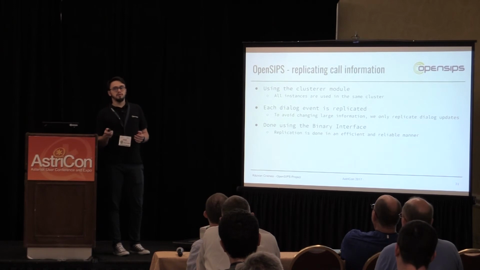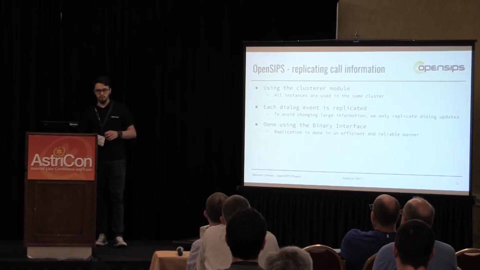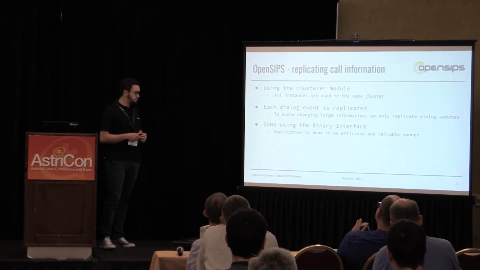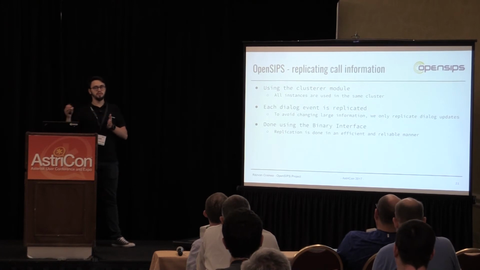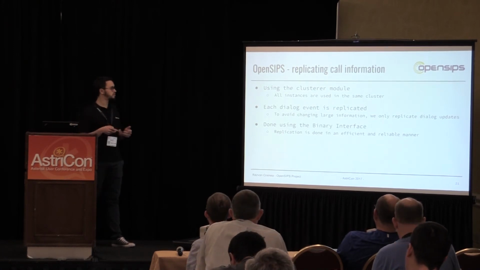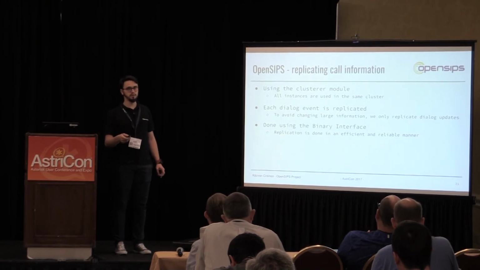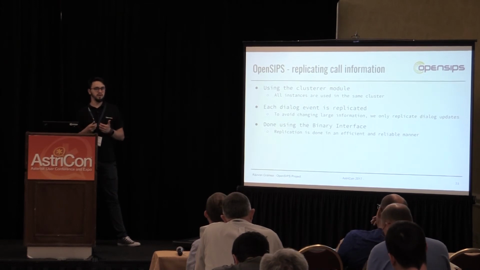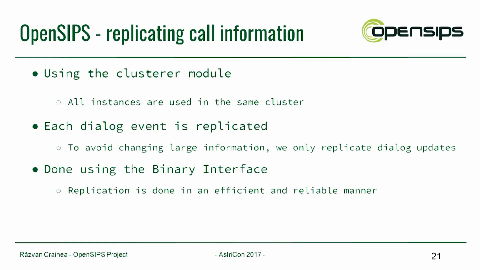How can we replicate? As I said earlier, we can use the cluster module, which is doing replication in a very, very efficient way. All we have to do is provision each instance in a cluster and tell the dialog module to replicate that information in the cluster. We only replicate dialog events, so it is very, very efficient. So we don't replicate entire messages or stuff like that. And it's done using the binary interface. Again, I won't be talking about that. That's not it. Let's see why.